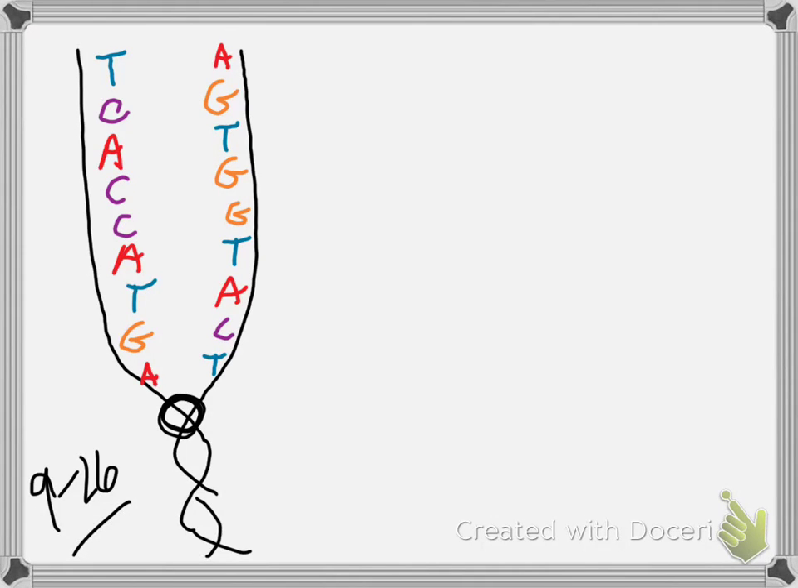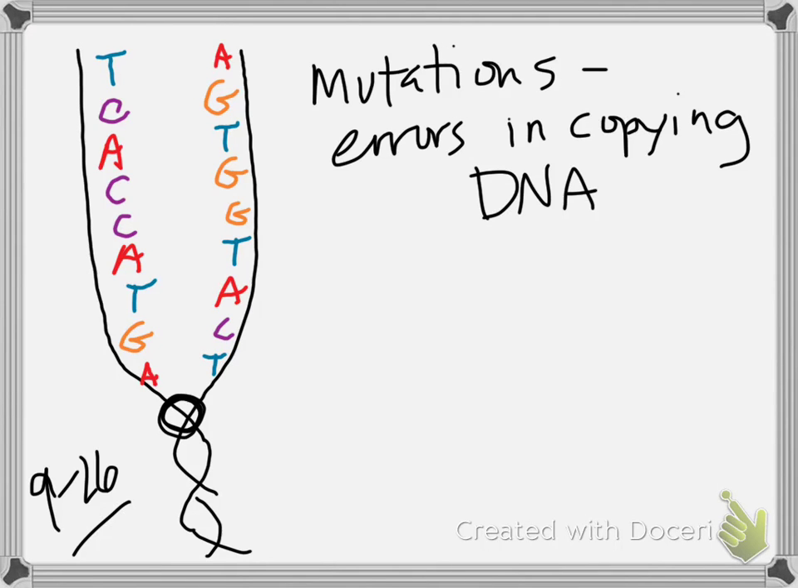What can go wrong in the process of DNA replication? Now, you guys already know, you told me that an error in DNA copying is called what? Mutation. Okay, so these are errors. These are just mistakes. So you know about the base pair rule.